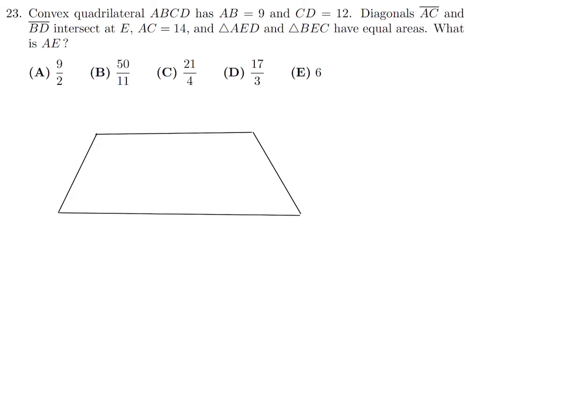All right, so here we go. A, B, C, D. And then they tell me that this is 9 and this is 12. And then they tell me that they're drawing this line AC. So all the way from there to there is AC. And another diagonal that is going from there to there. And they bisect at a point E. And then they tell me that these two triangles, AED and BEC have equal areas.